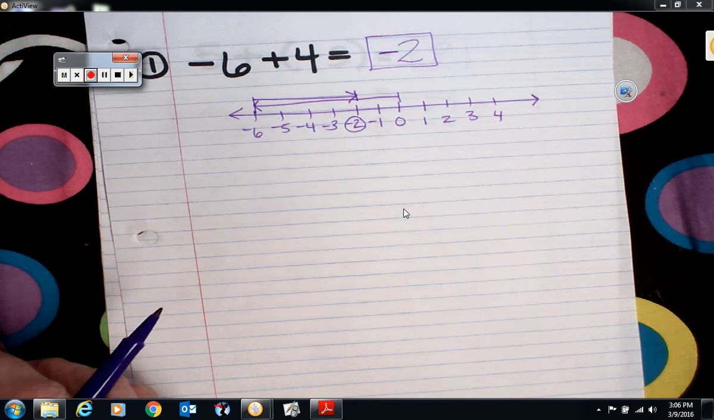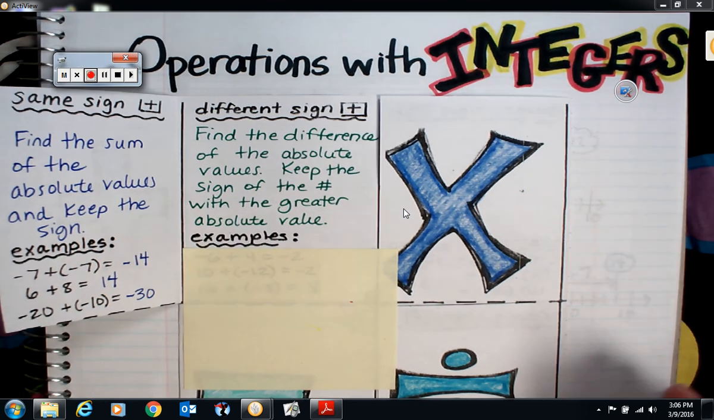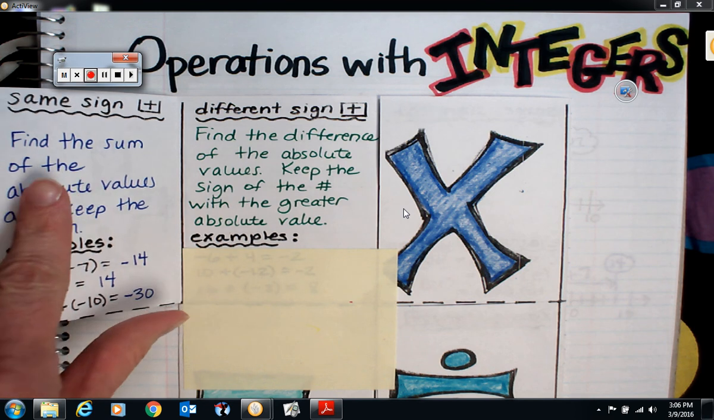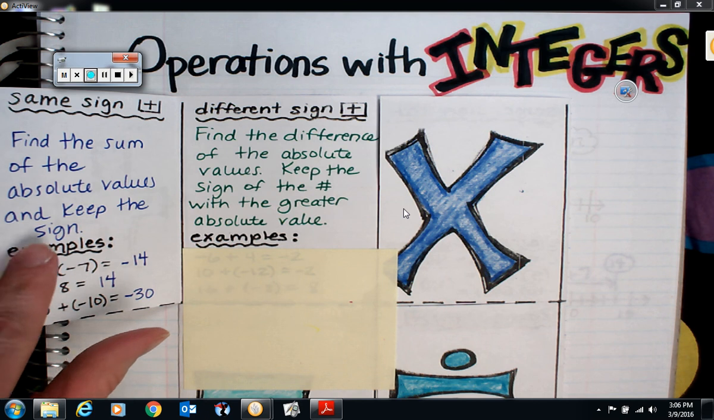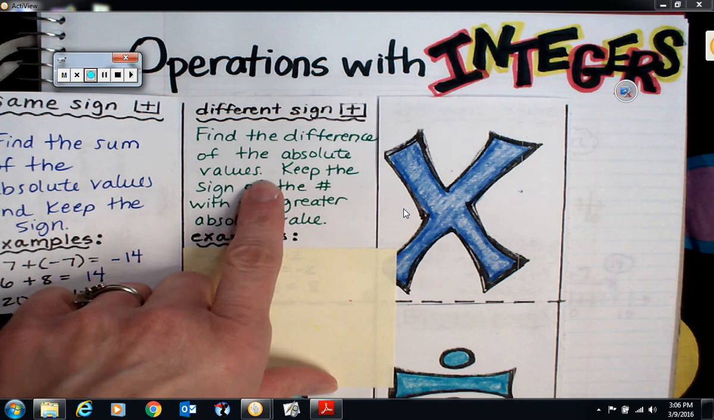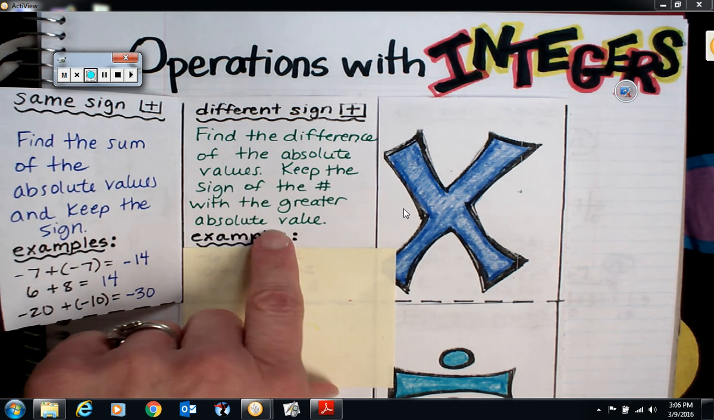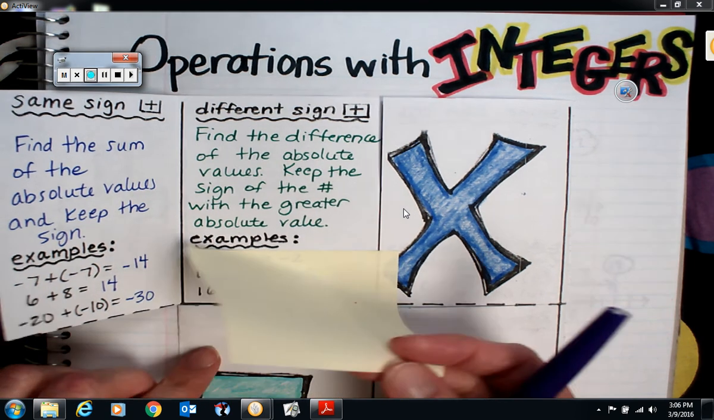The next thing we did today is added into our math notebook. So go to your math notebook where you have your foldable that has operations with integers. Yesterday we filled out the rule for if the two numbers have the same sign, we're going to find the sum of their absolute values and keep the same sign. Today we found the difference of their absolute values, and we're going to keep the same sign of the number with the greater absolute value. So add that to your math notebook.